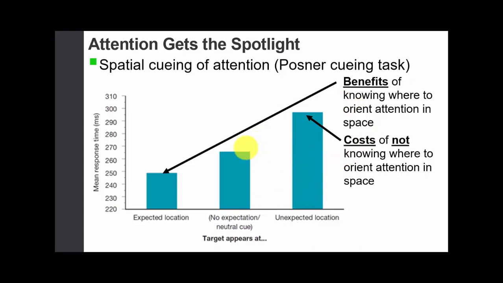So this benefit of a valid cue is known as just basically benefits. And then there are costs of not knowing where. These costs are the longer reaction time that it takes when you've been tricked into looking at the wrong box. And it makes your reaction time much slower in that particular case. So hopefully that makes sense.